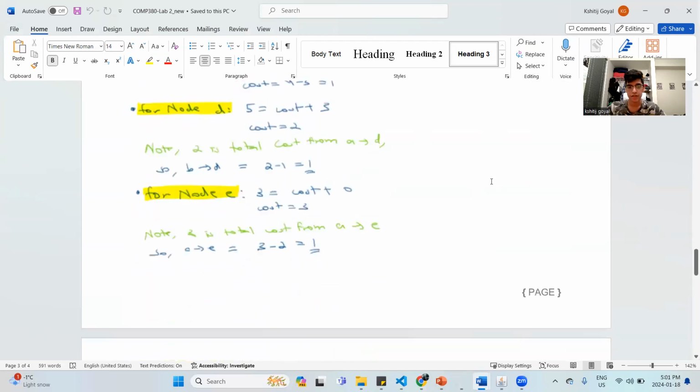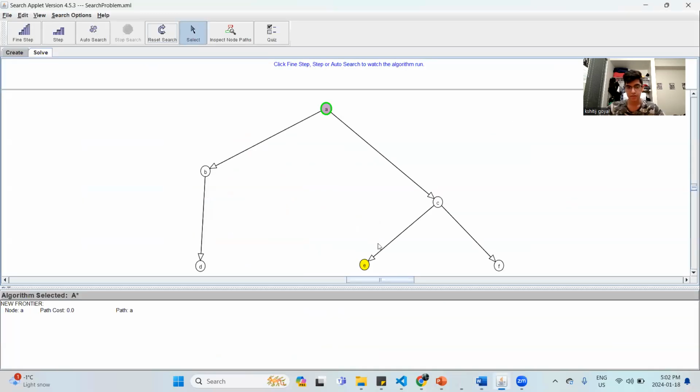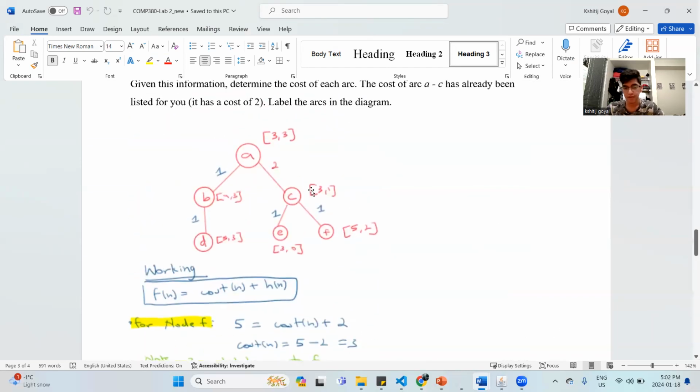The last question we were asked was to represent this problem in AI Space, and that's what I've done here. From what I know about the A-star search algorithm, it will follow the path with the shortest F. If we start at A, here F is 4 and here F is 3, so it should go from A to C. From C to E it's 3 and from C to F it's 5, so it should go towards E. So the path will be A, C, E.